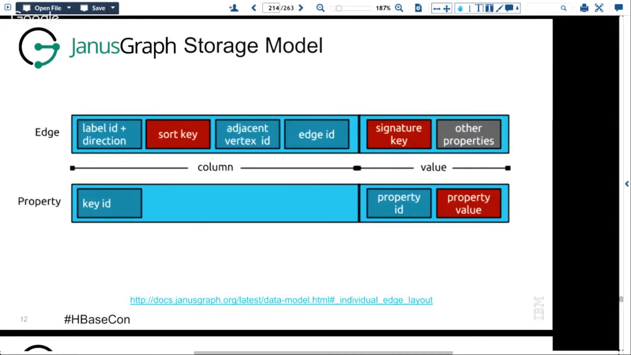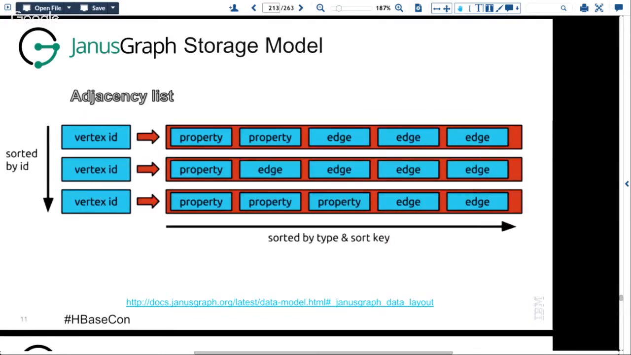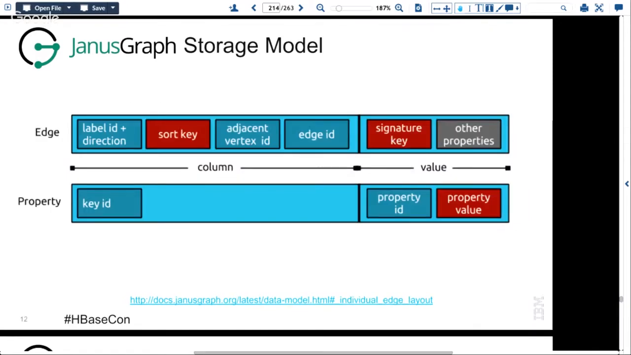And this is the edge. And we look at the entire adjacency list. And this is the edge and the property. You can see the edge is a column on the row. The column has a column name. The column name is not just the edge ID. It contains a sort key, and also the vertex it is pointing to. So that is the part of the column, and the value contains the rest of the properties.